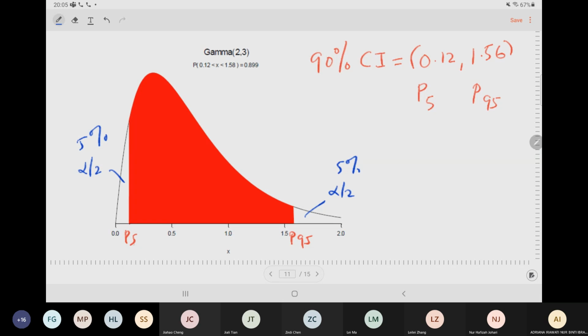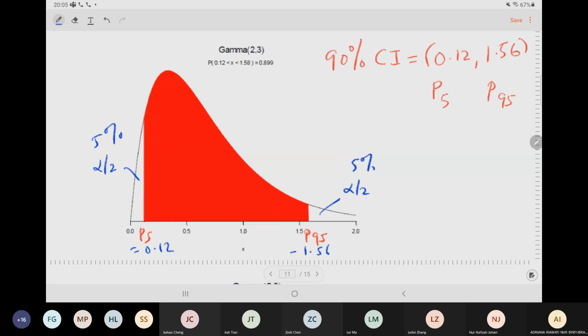So P5 is actually 0.12, and this is 1.56, the P95. So I choose, for example, theta 1.5. This is 1.5 here. And I also choose a value which is outside. So this is 0.12, so what if I choose a value here which is 0.1?